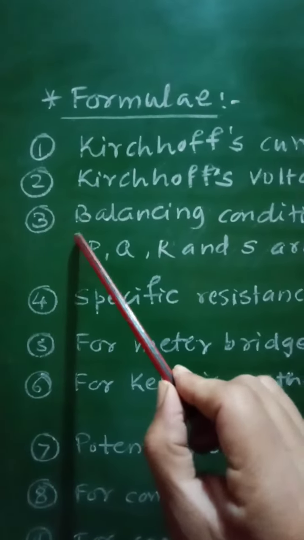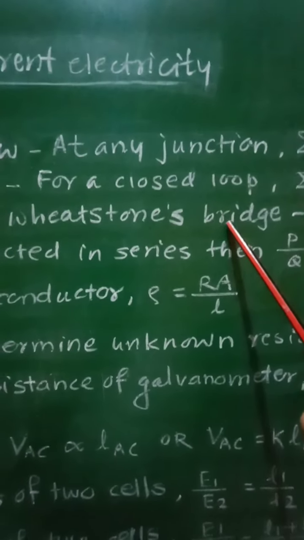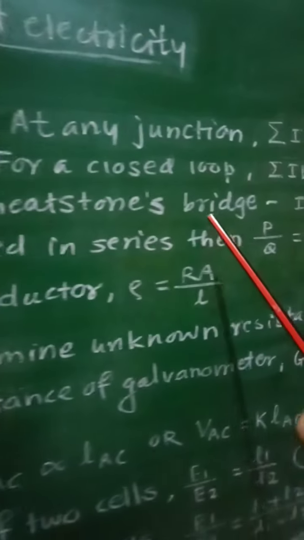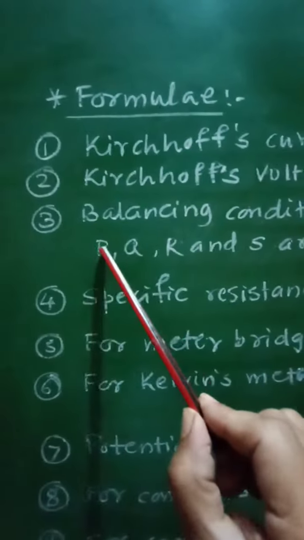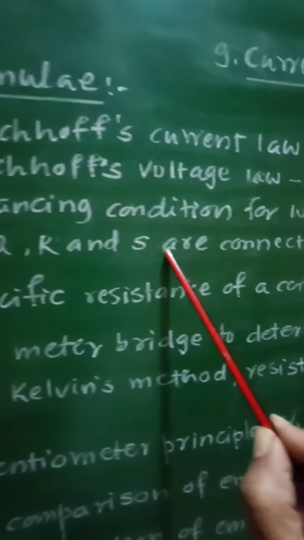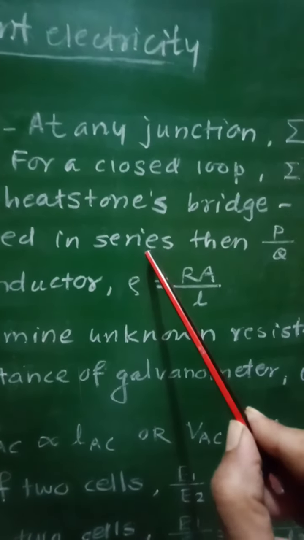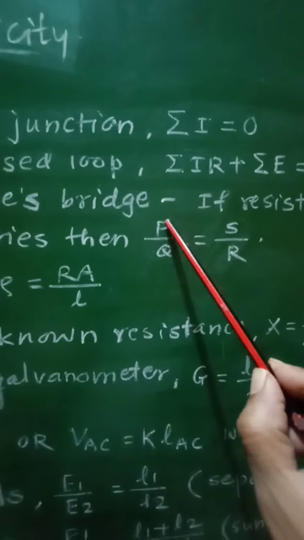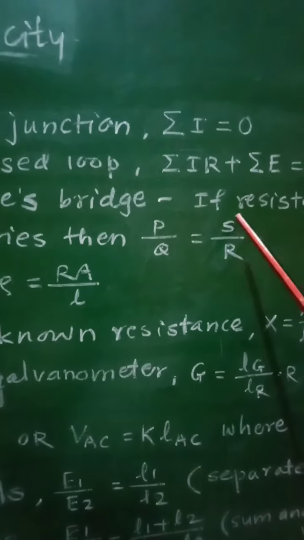Third formula, balancing condition for Wheatstone's bridge or Wheatstone's network. If the resistances P, Q, R and S are connected in the form of Wheatstone's network or bridge, then the balancing condition will be P by Q equal to S by R.